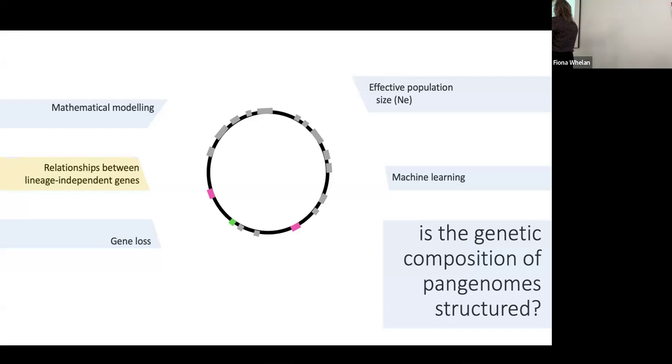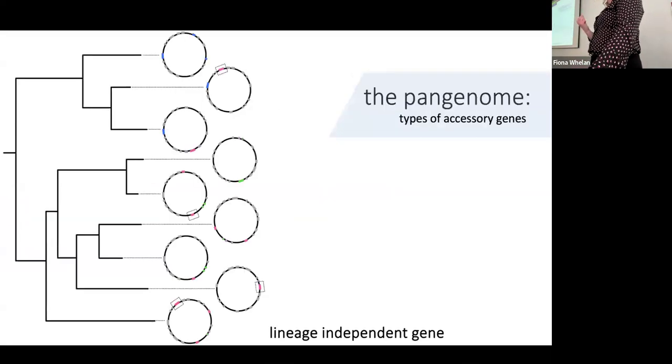I was interested in looking at the relationship between what we call the lineage independent genes, which I'll define in a second, but essentially accessory genes within the pangenome. This work is published now, but I want to go through it a little in the first half of this talk, to lay the groundwork for some other work that's currently ongoing. To look at the relationships between lineage independent genes, we first have to define them.